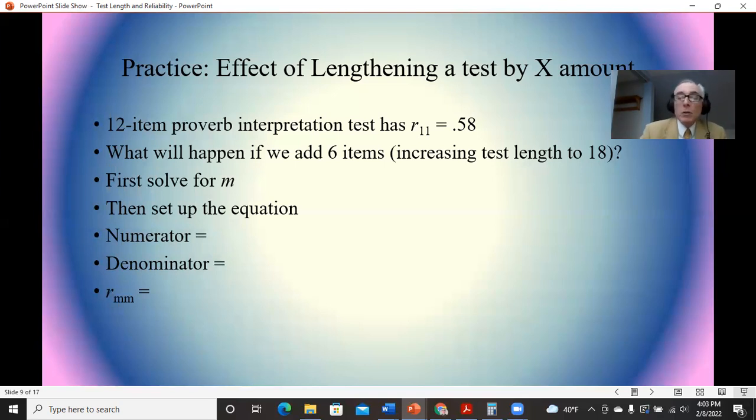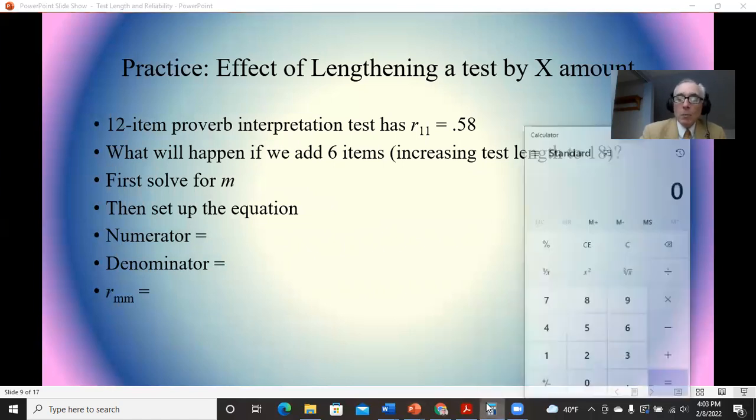So we have a proverb interpretation test with surprisingly low reliability, only 0.58, but it's only a 12-item scale. So we're thinking to ourselves, what if I just add 6 items, make it an 18-question test rather than a 12-item test? What will happen? So your first job, of course, is to solve for m. I'm talking a little more slowly and pausing more, hoping some of you are doing it.